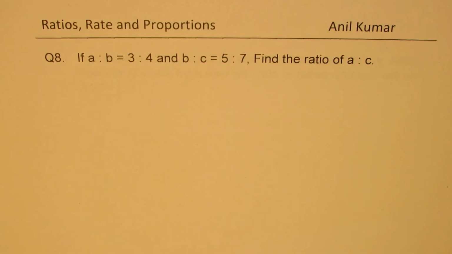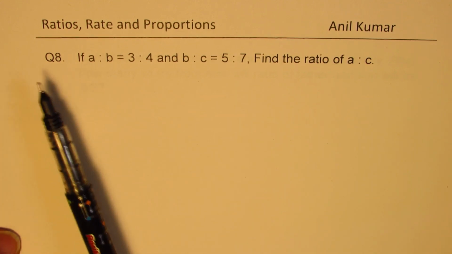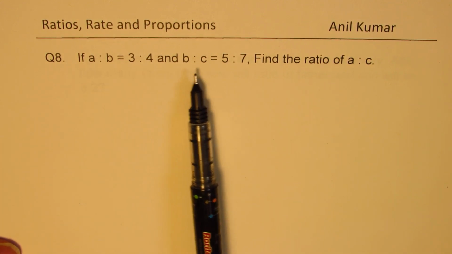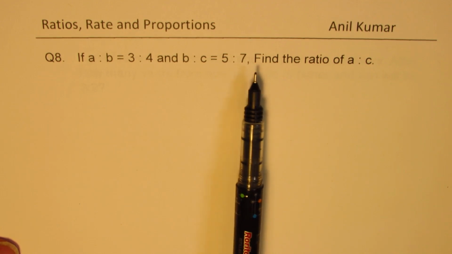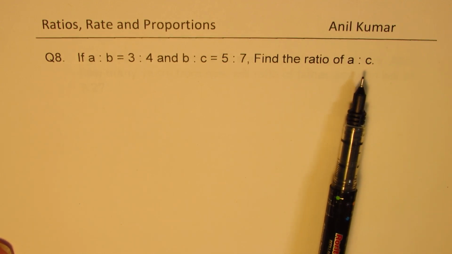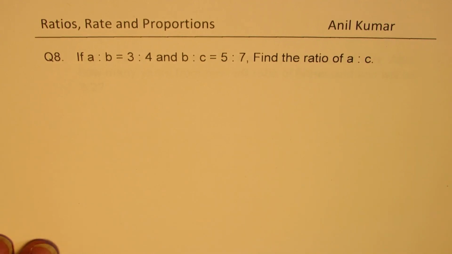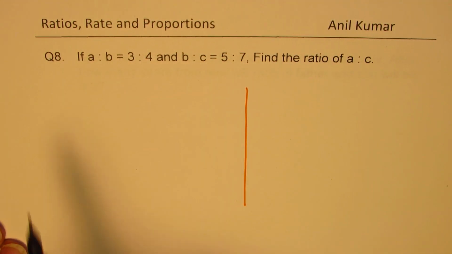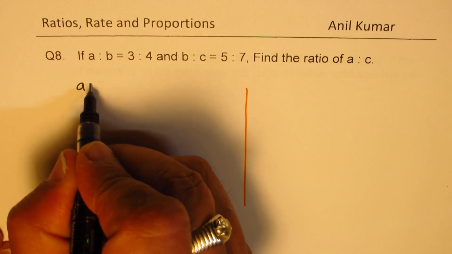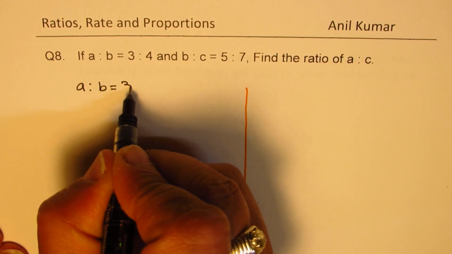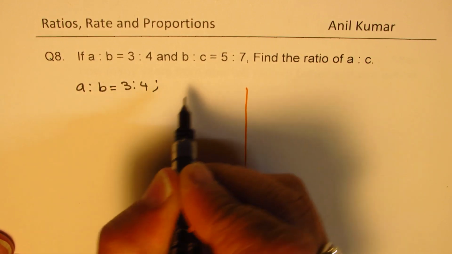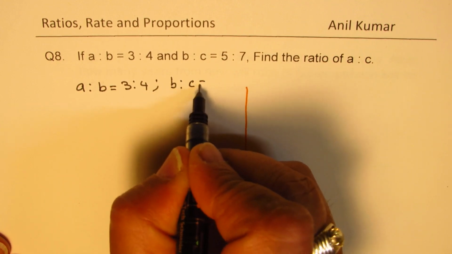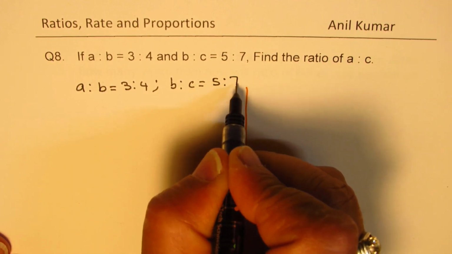Now let's look into part D, question 8. If A is to B is 3:4 and B is to C is 5:7, find the ratio of A is to C. Now this is a very interesting case, so we'll do it in 2 different ways. What we are given here is that A is to B equals 3:4, and we are given B is to C equals 5:7, right?